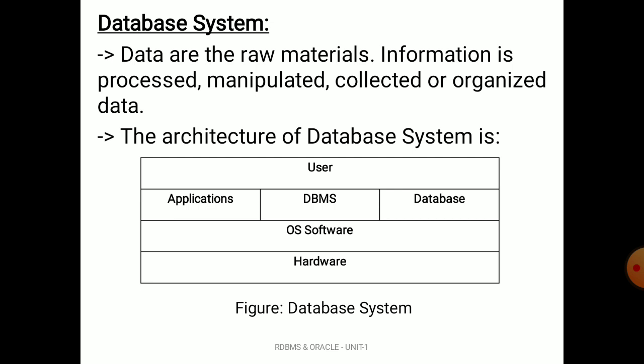A database system has the following architecture. That architecture includes users, applications, DBMS, database, operating system software, and hardware. These components are used to form the architecture of a database system. And also, data are the raw materials. Information is processed, manipulated, collected, or organized data.